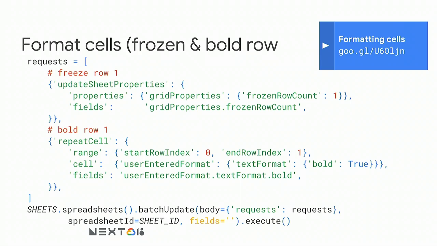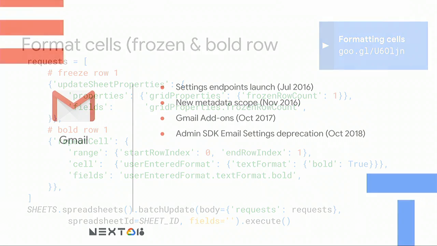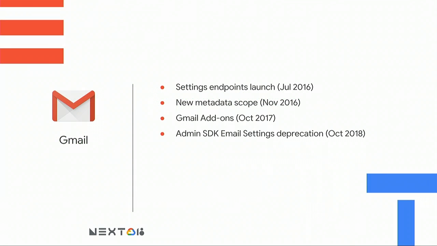All right. And again, you can do this in any programming language that's supported by our client libraries, so it doesn't have to be Python. It's just that this Python data structure looks very similar to a JSON data structure. Okay. All right, let's talk about Gmail.